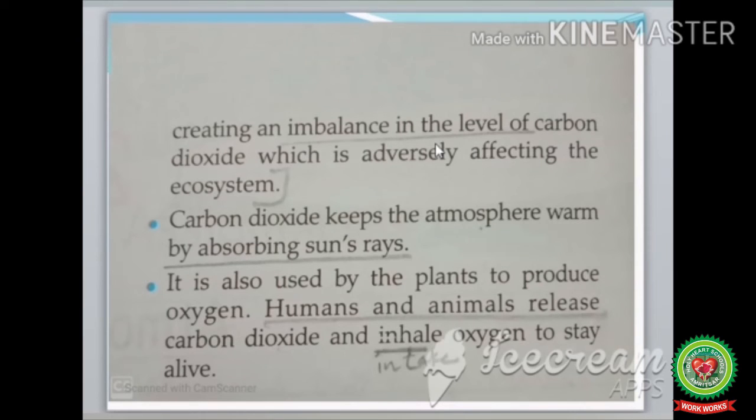It is also used by the plants to produce oxygen. Humans and animals take in oxygen to stay alive and release carbon dioxide, which is used by the plants to make their food.